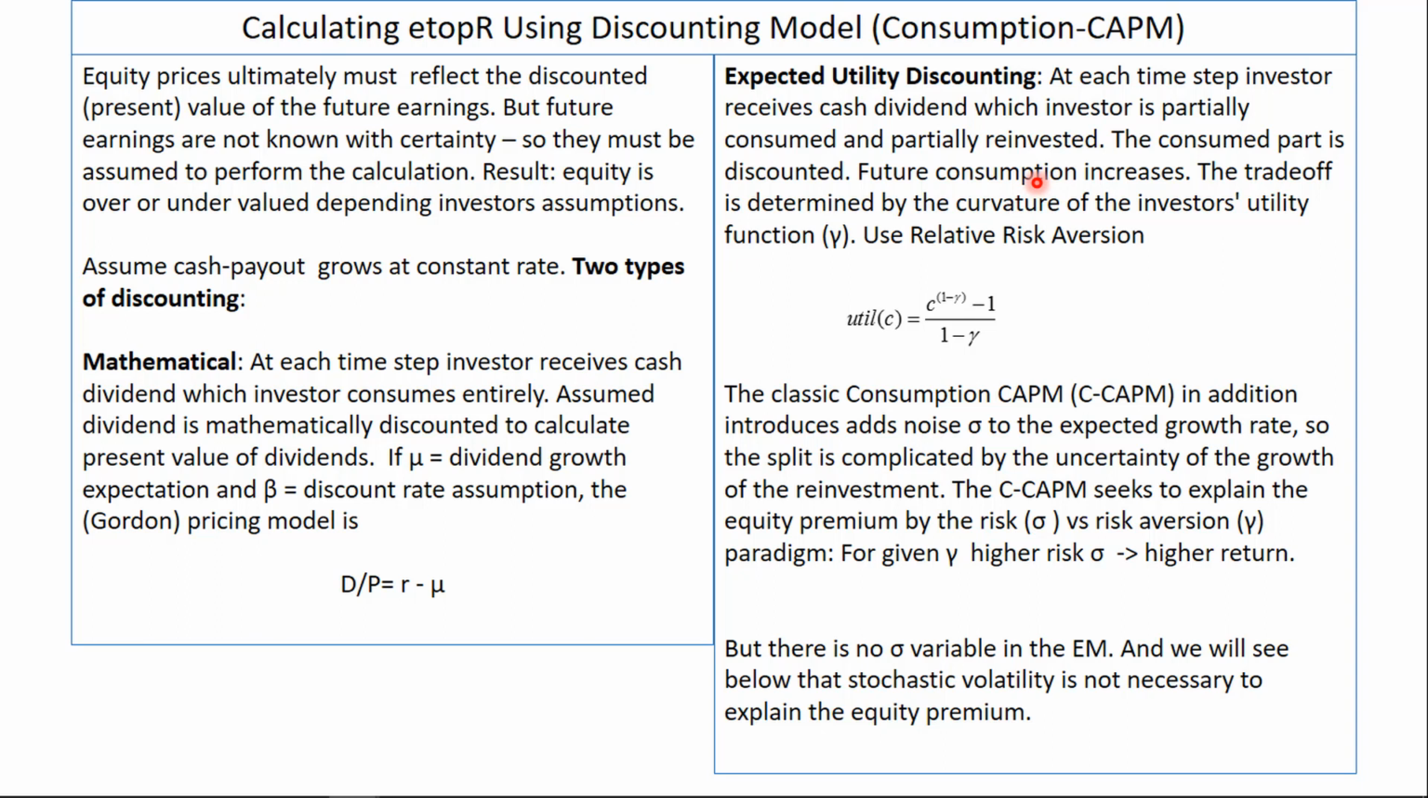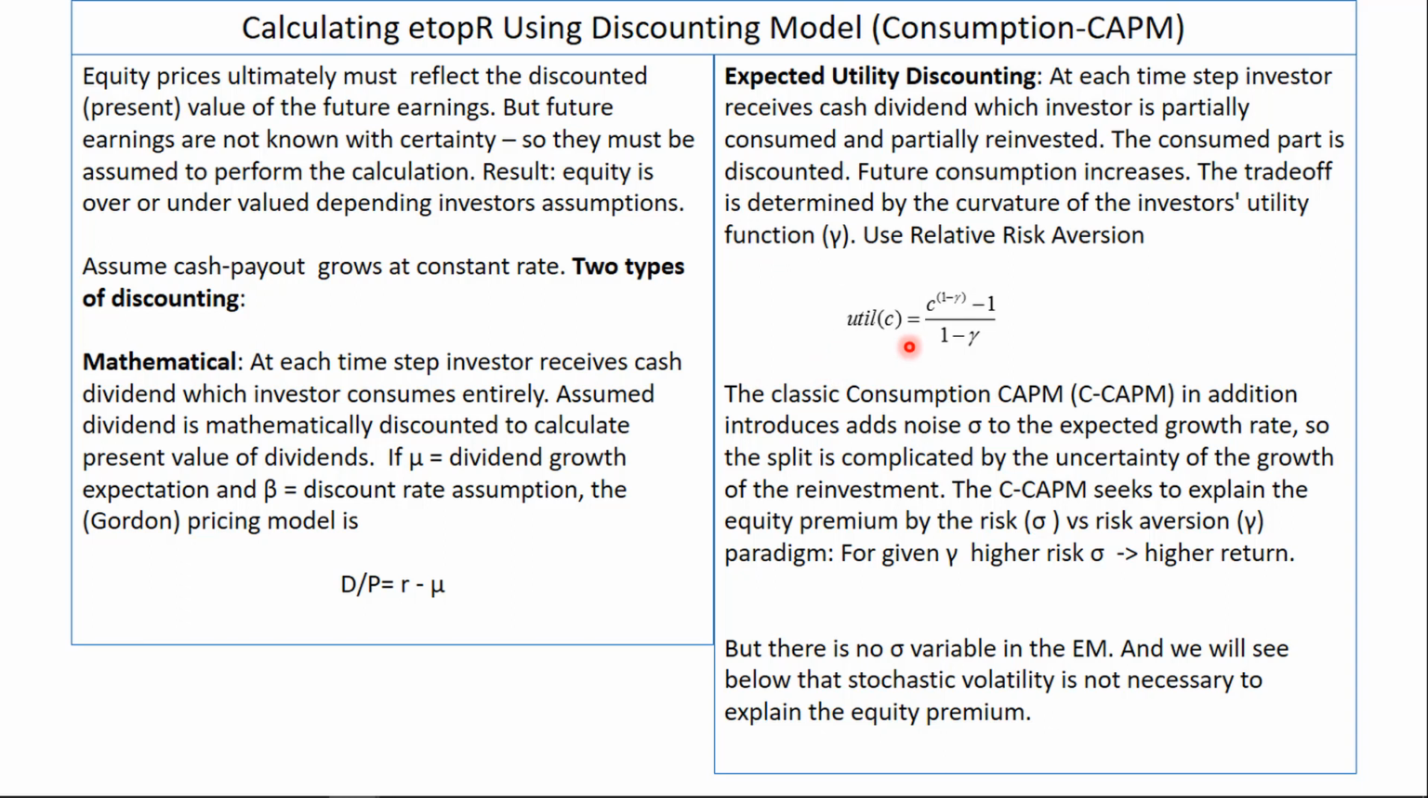Utility functions are the heart of the expected utility models, and I'm going to use the most common, simplest one in this model. It just says that the utility of consumption of the investor is C to the 1 minus gamma, minus 1, over 1 minus gamma, where gamma is a so-called coefficient of relative risk aversion. Gamma, and you'll see this throughout the talk.